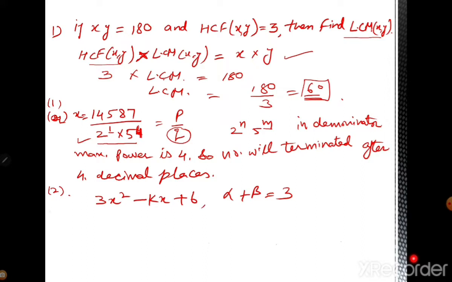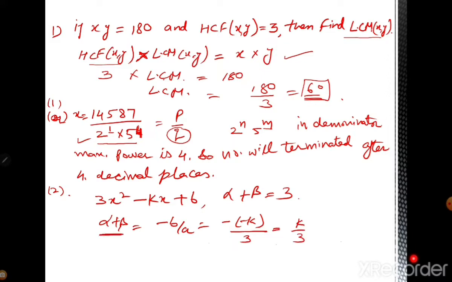So first of all, we'll write the sum of the roots. Here it is 3, it's given. And what is the sum of the roots from the equation? Sum of the roots, alpha plus beta, is minus b upon a. What is your b? b is minus k. Minus k upon what is a? a is 3. Okay, so minus minus cancel, that equals k by 3.